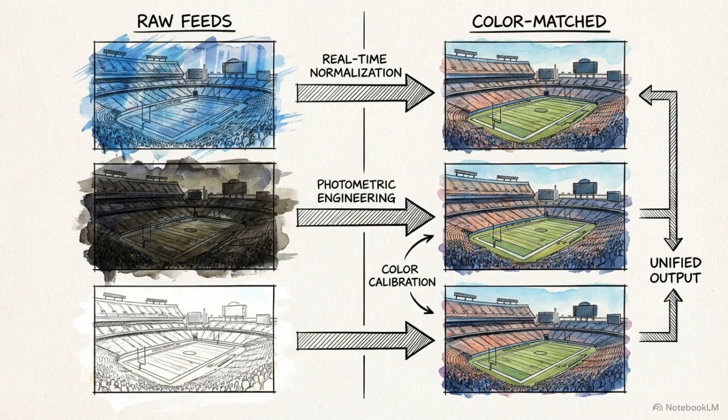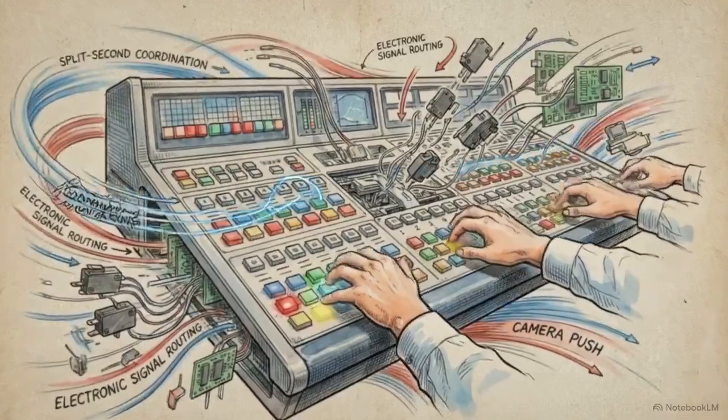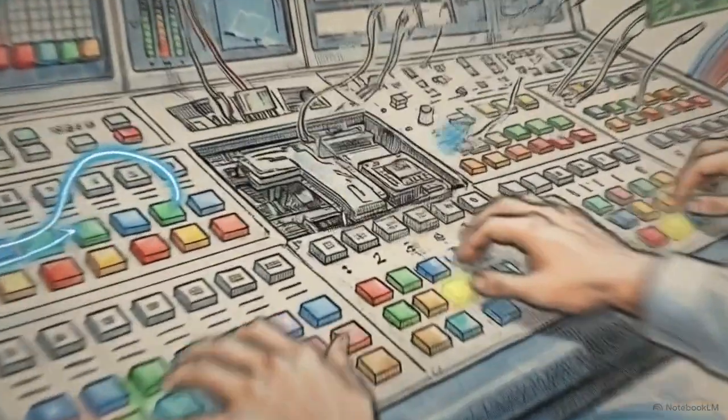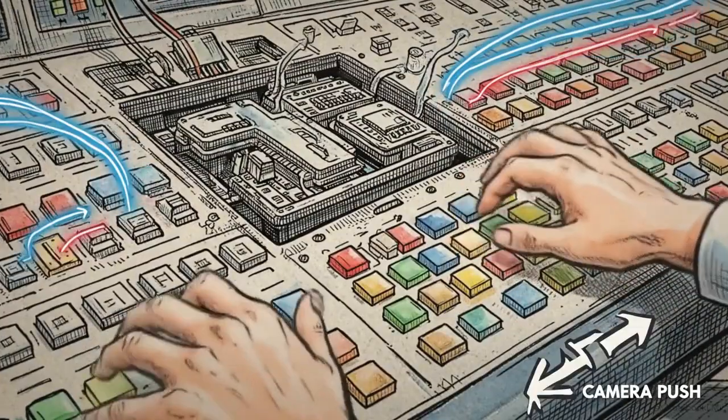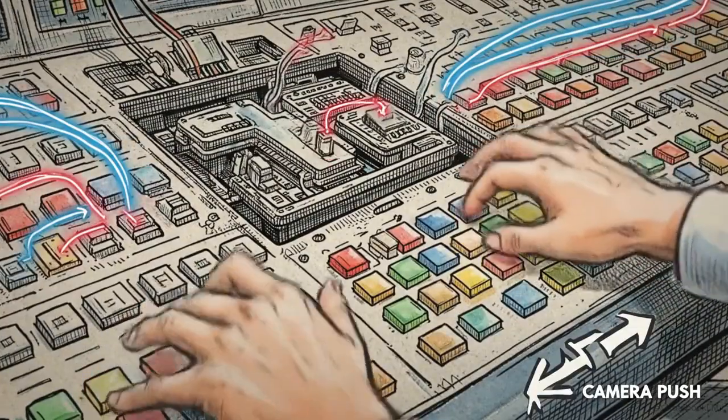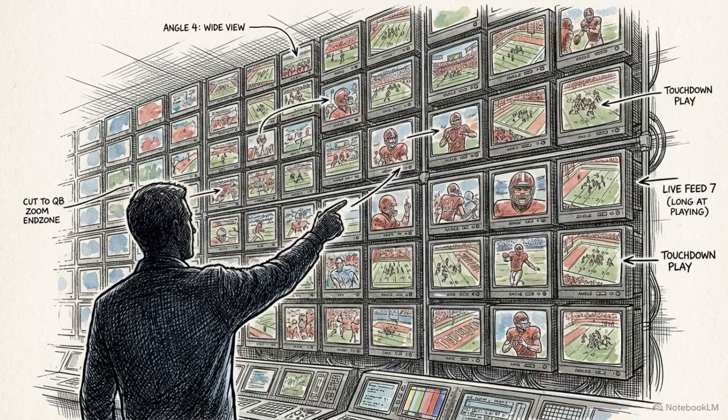Before the director ever evaluates a camera feed, this layer of real-time photometric engineering has already normalized the visual reality of the game. The primary production gallery operates as a command center, relying on split-second coordination. Under a rigid hierarchy, the producer dictates the overarching editorial narrative, while the director watches a massive monitor wall displaying every live video feed simultaneously.